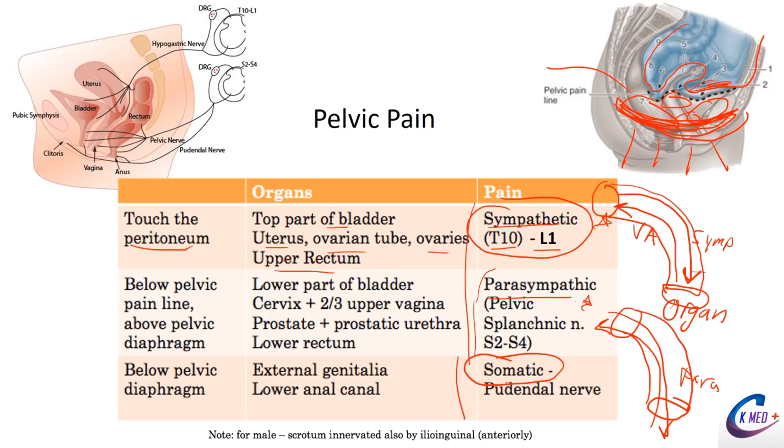But this is somatic afferents coming with pudendal nerve, so it's going to be kind of a sharp or very localized pain, and that's pudendal. And that's going to be things like external genitalia and lower anal canal comes through there.